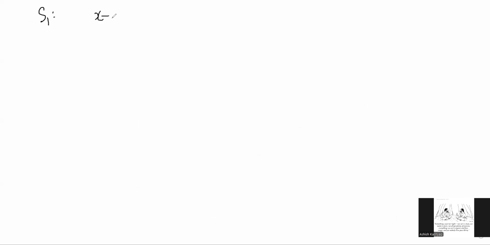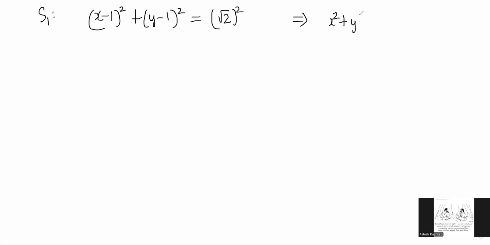The S1 equation becomes simple: (x minus 1) whole square plus (y minus 1) whole square is equal to (root 2) square. And how did I figure it out? Because it has to have the smallest possible area, and it also has to pass through (2, 0) and (0, 2), which means those two points must be the endpoints of a diameter, right? After simplifying, you will get x square plus y square minus 2x minus 2y equal to 0. That is my S1. Now let's think of S2.